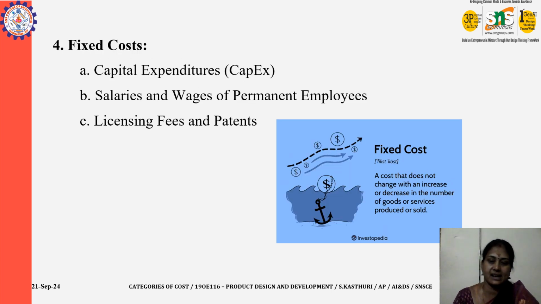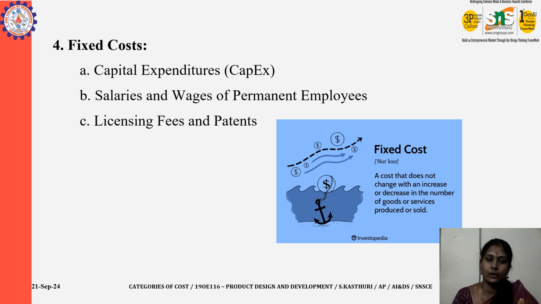Next one is the fixed cost. Fixed costs remain constant regardless of the level of production or sales. Capital expenditure: factory equipment and machinery, the cost of purchasing equipment, machinery or tools used for production. Buildings and facilities: expenses related to the construction or rental of facilities used for manufacturing and storage. Next one is the salaries and wages of permanent employees: designers, engineers and managers, including those in R&D, marketing and administrative roles, which are not affected by production volume.